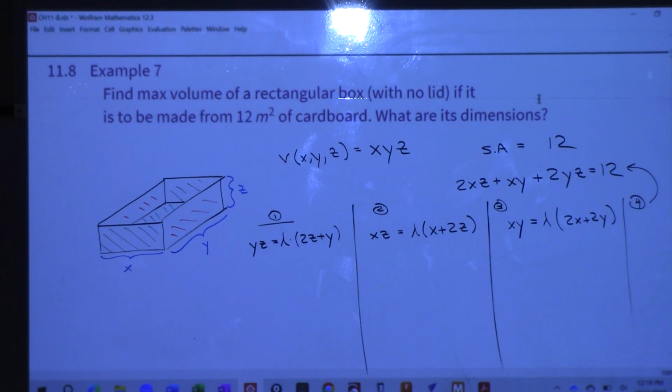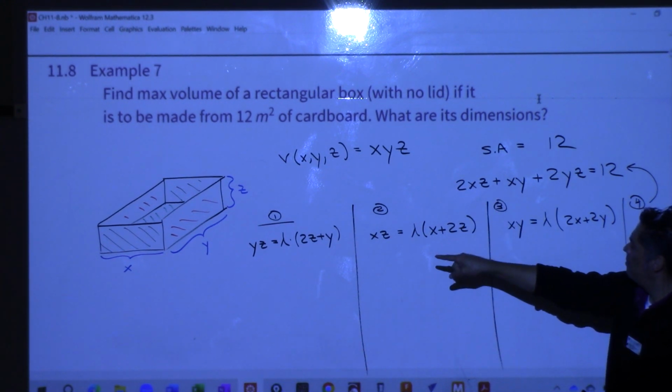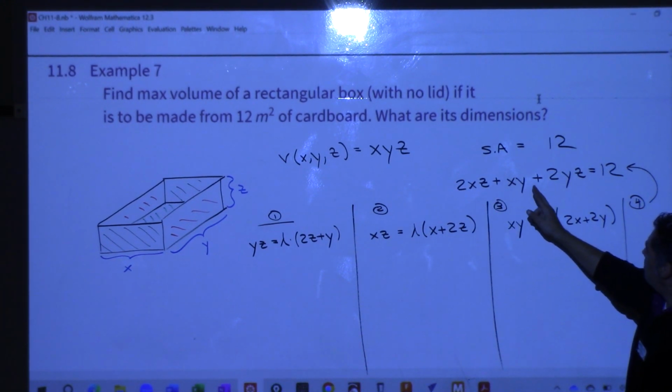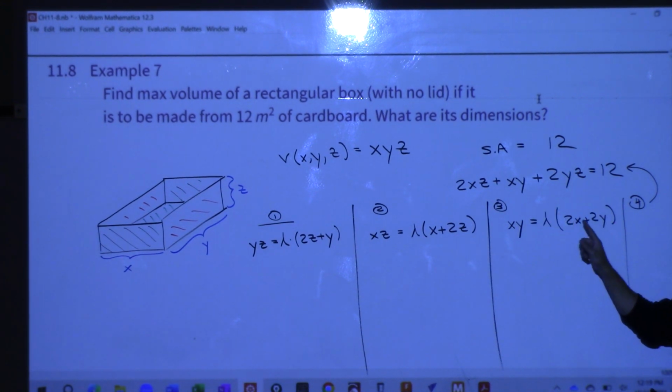Any questions on those? We get these partials, right? 2z plus y. And with respect to y, it should be x plus 2z. And with respect to z, it should be 2x plus 2y. Okay.